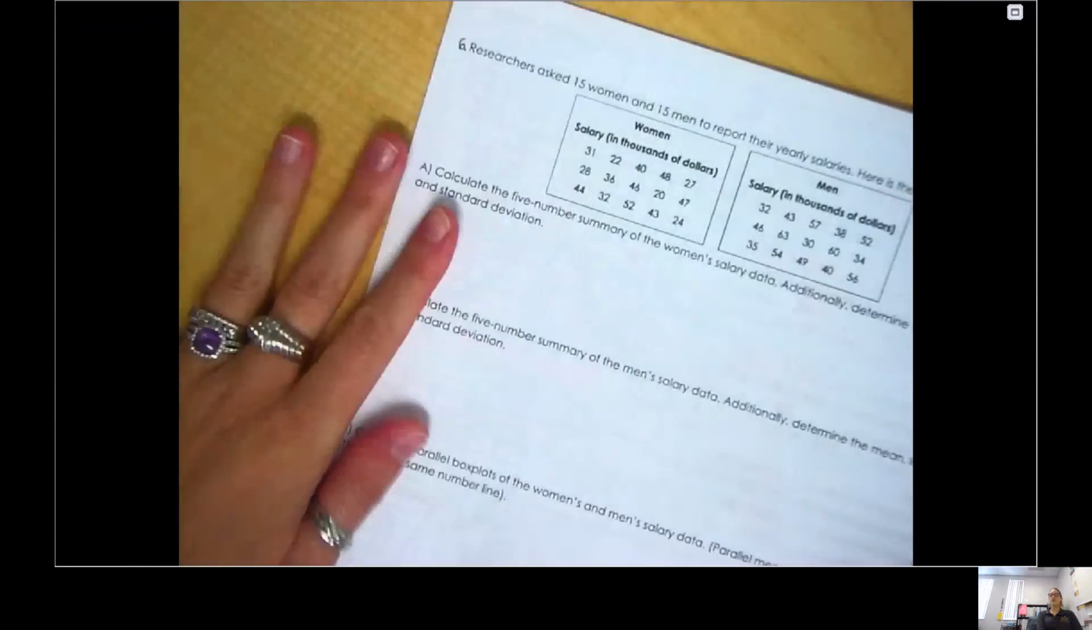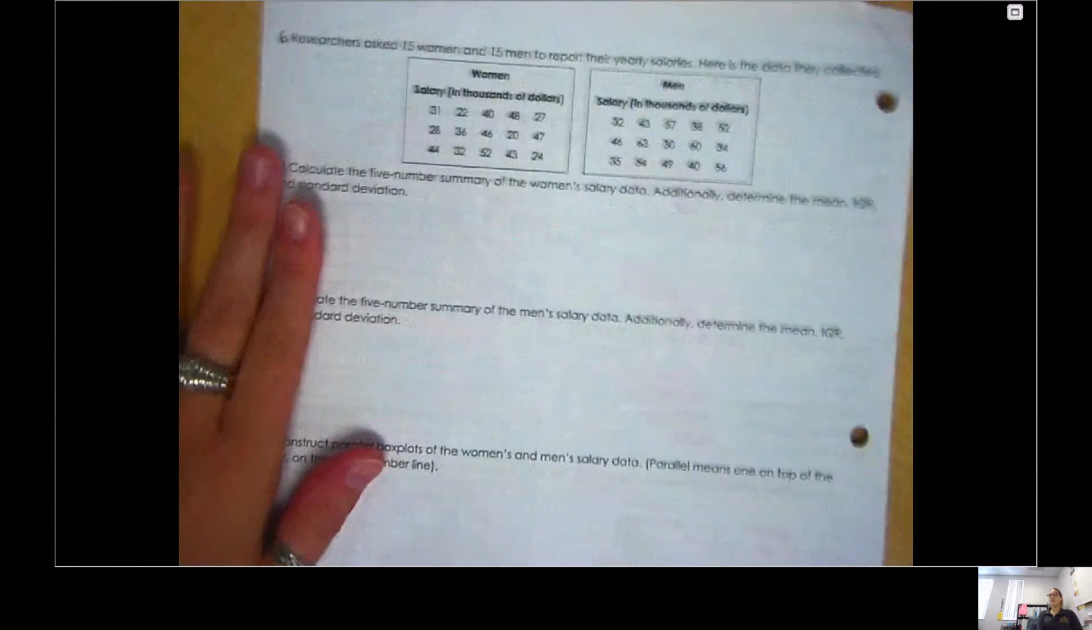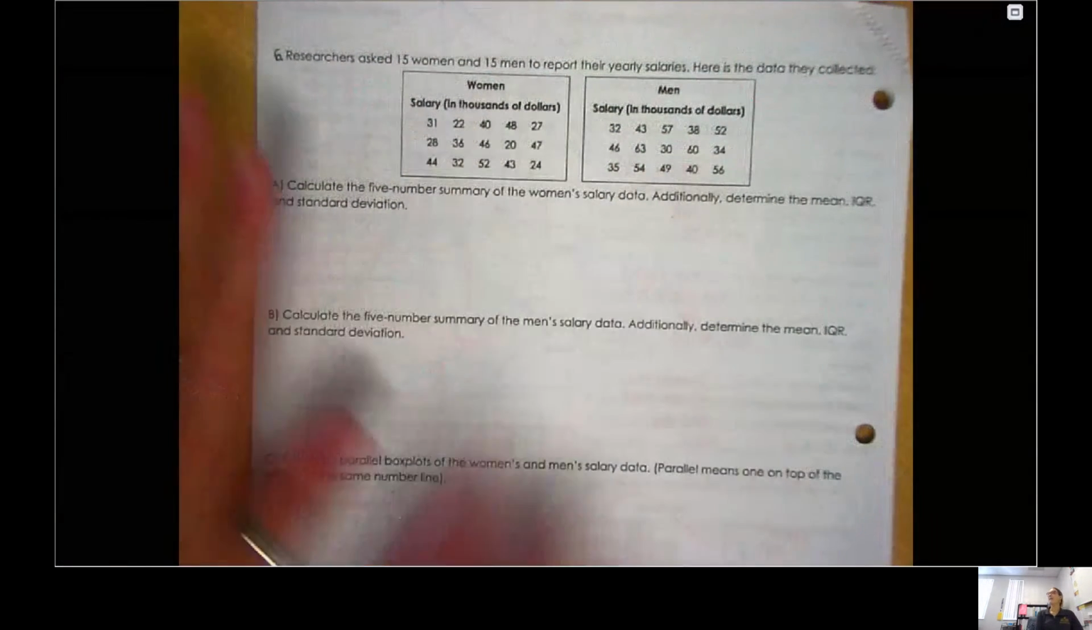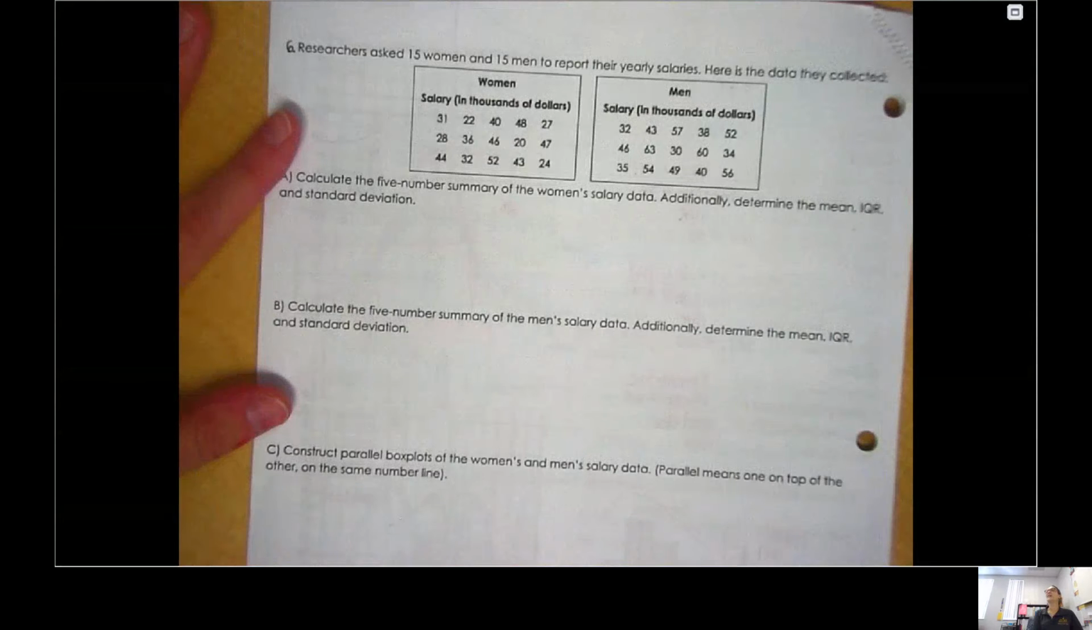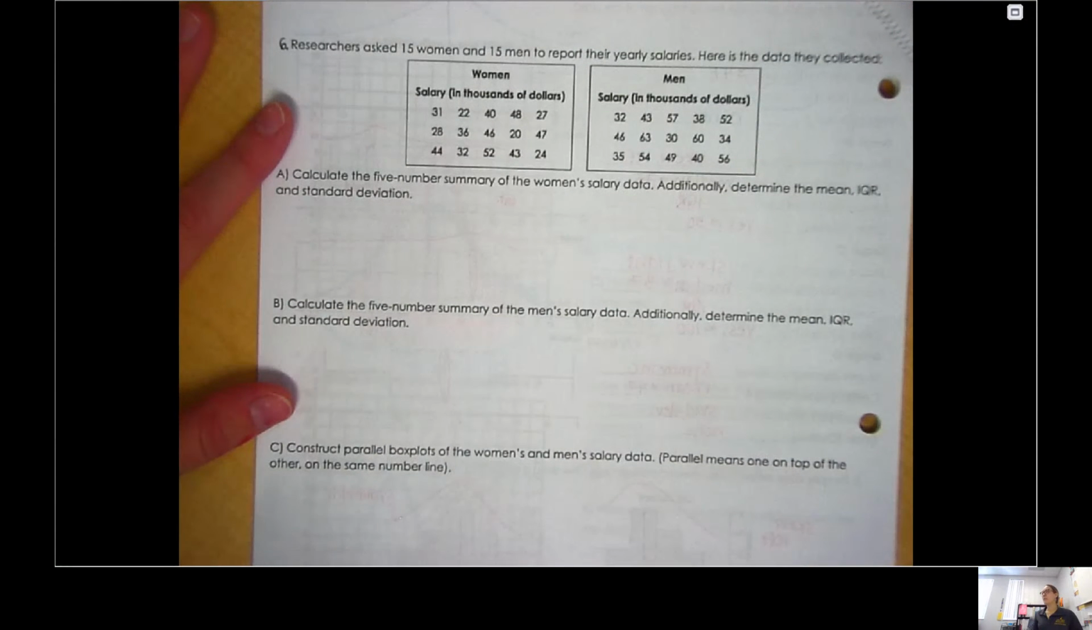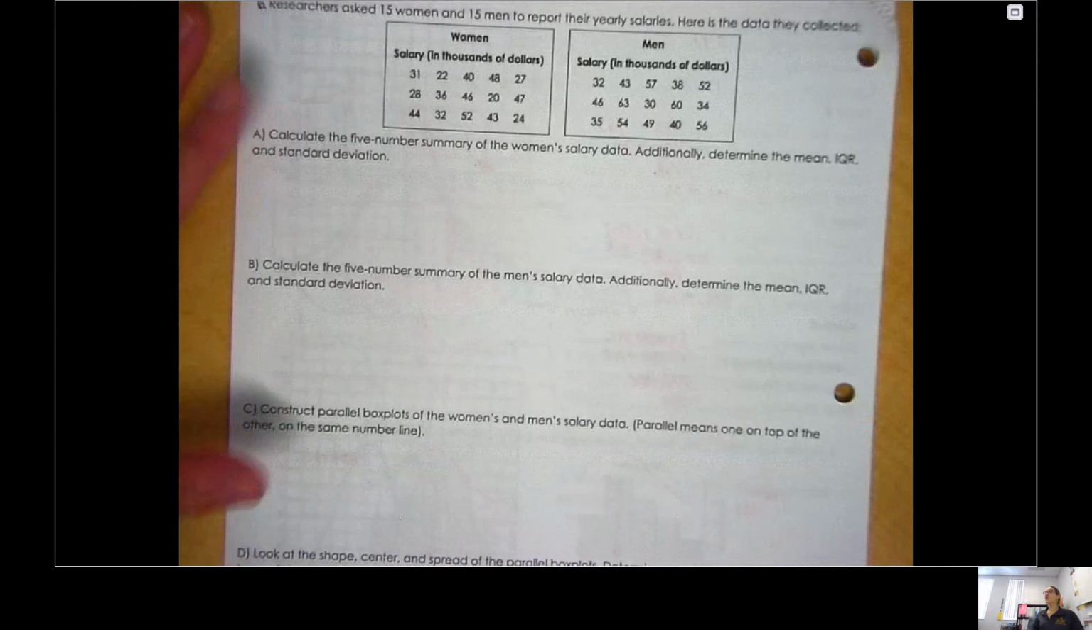This back side is straight up exactly what we've been doing. I gave you some data. It's not hard. It's data. I'm asking you to calculate the 5-number summary. It's stuff we've already done. It's not hard stuff at all. It's just a little bit of practice. So you're going to do this tomorrow in class.